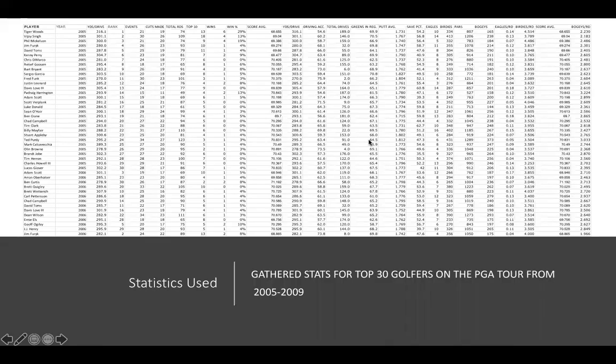So this is just a little snapshot of my data table here. I got the players on the left, the year, average yards per drive, rank, and so on, scoring average, yards per drive, all that stuff. I'll get a little bit deeper into that over here.